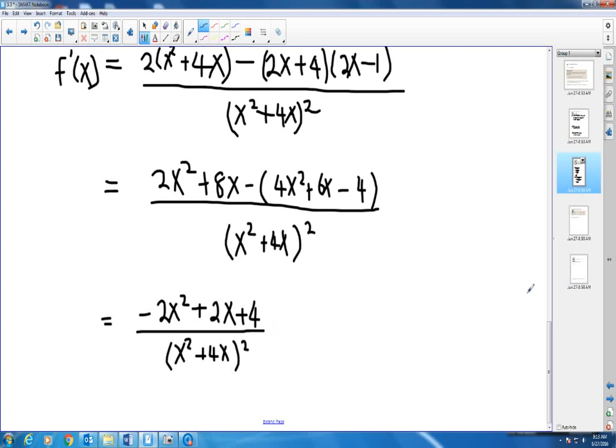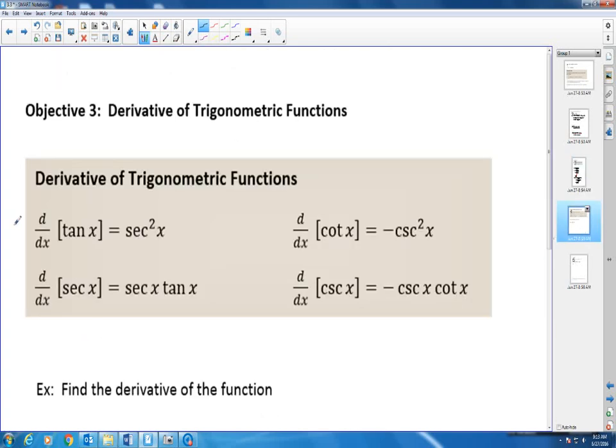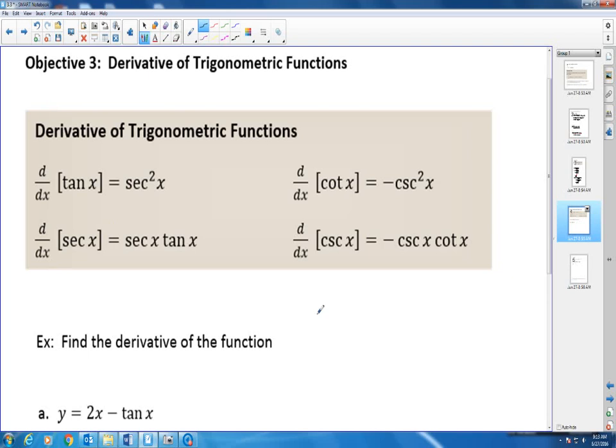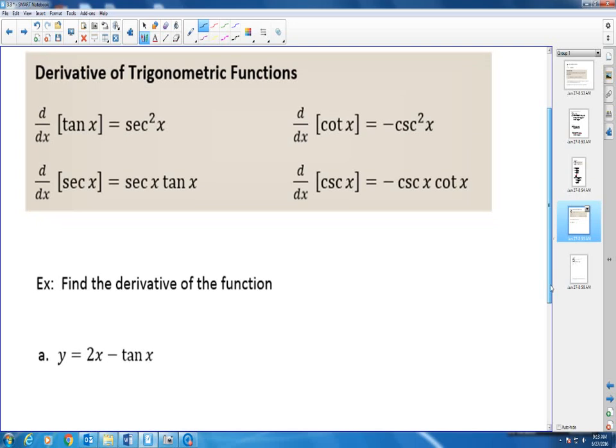Alright, let's do some other trigonometric functions here. So we talked about the derivative of a sine and cosine function. Let's take a look at other ones. Derivative of a tangent is secant squared x. Derivative of a secant x is secant x times tangent x. Derivative of cotangent x is negative cosecant squared x. And derivative of a cosecant x is negative cosecant times cotangent x. You should see these on the formula sheet, so you don't necessarily have to memorize them. It should be on the formula sheet to help you out.